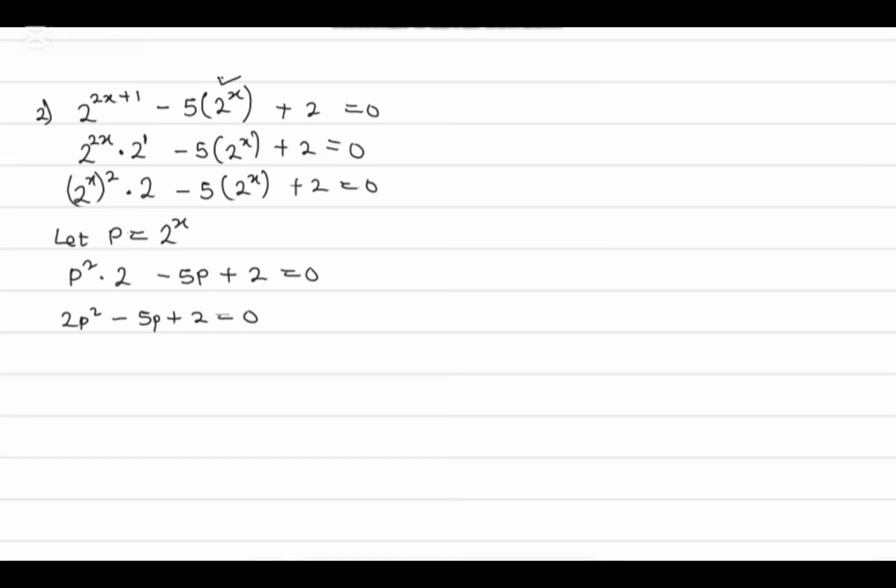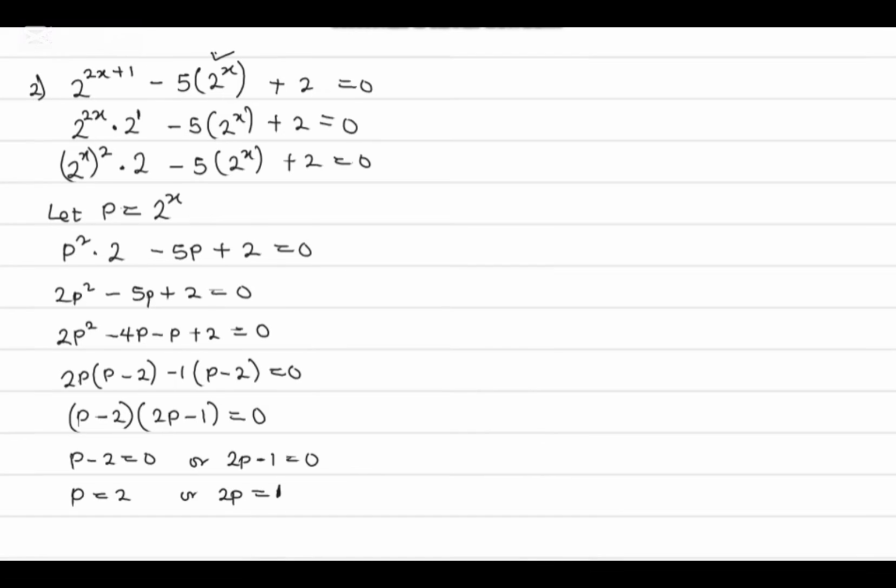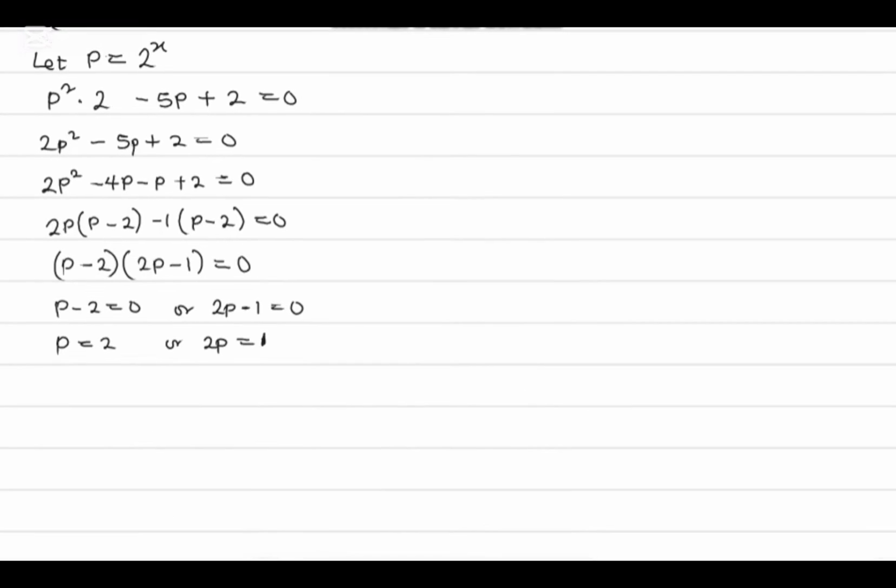So we can solve this quadratic equation now. I'm just going to pause and solve the quadratic equation. So carefully solving, we get p equal to 2, or 2p equal to 1, and that will give us p equal to 1 over 2. So p is equal to 2 or p equal to 1 over 2.